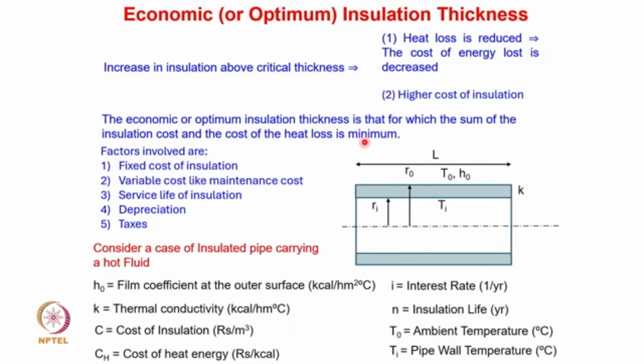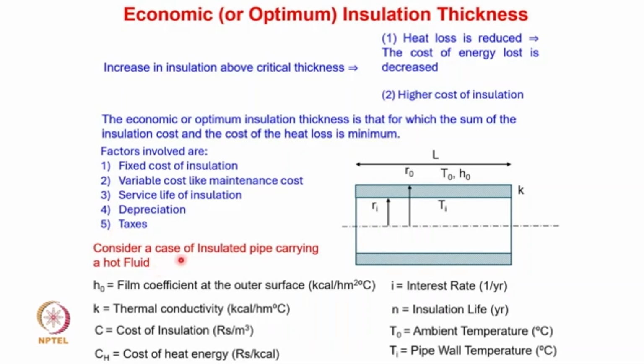So we will be adding both these costs, the cost with respect to the energy loss and the cost incurred because of the insulation, and then we are going to minimize the total cost. We want to find out what the optimum value of the insulation thickness will be, which is going to give us the minimum cost. So the factors here are the fixed cost of insulation. There is a variable cost like maintenance cost, which we have neglected. Service life of the insulation, depreciation and taxes are there. So all these are the factors associated.